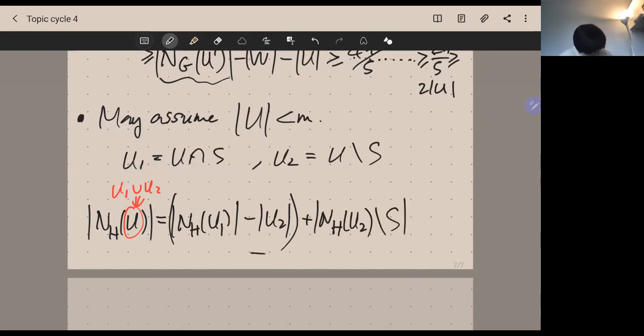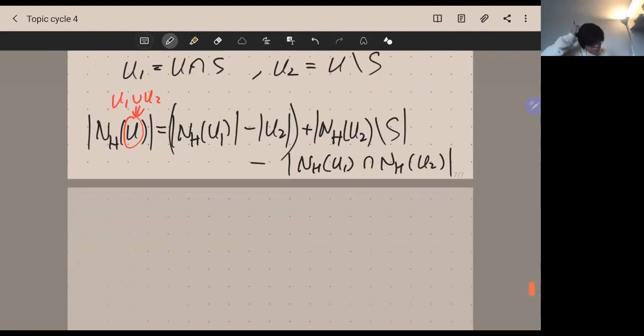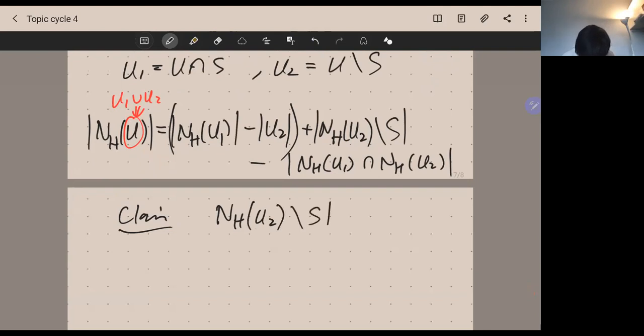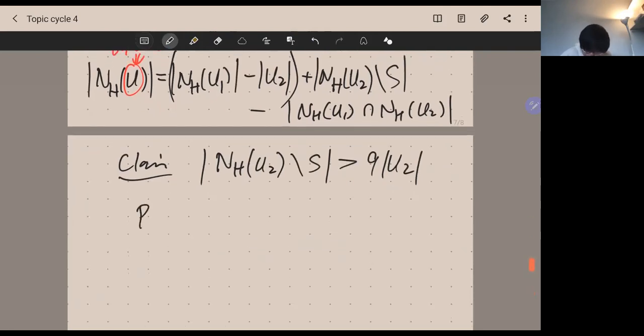And minus their intersection. Well, here's another claim: N(H2) is at least 9|U2|, say. This is because I will just prove by picture.